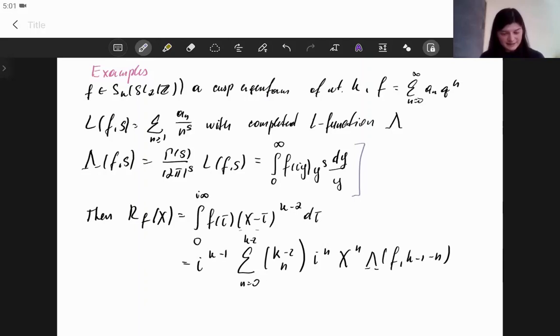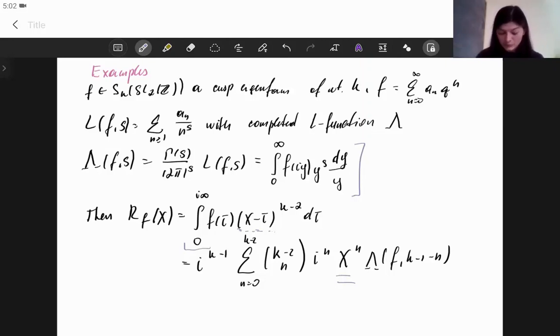Then R_f of x, in this case, is going to be equal to the following integral. But okay, this entire part, if we raise it to the (k-2)th power, we can separate it into the different x^n terms, and then we'll see that the coefficient of each x^n is basically given by critical L-values. Right, and this is where the period part comes in, because we have an integral from 0 to infinity of the value of the function and so forth.